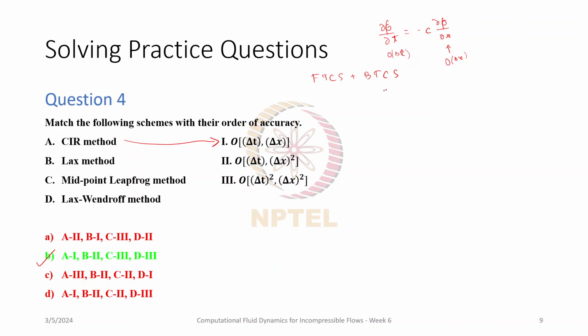For the lax method, we take the FTCS scheme and modify it a little bit, and that gives us the spatial accuracy of order 2. So the lax method is option 2. The midpoint leapfrog method, remember, is a CTCS scheme. I'll write this down. For this one, we take central difference in time as well, 2 delta t.